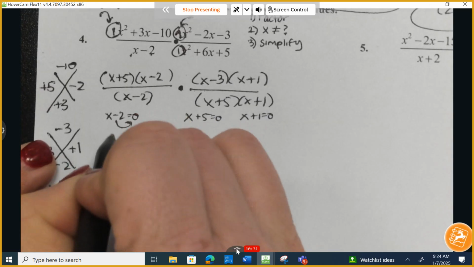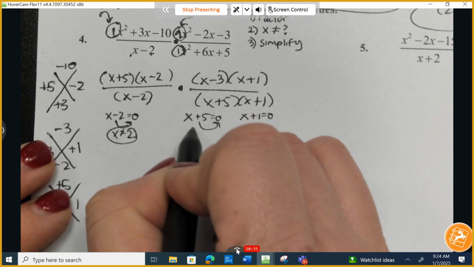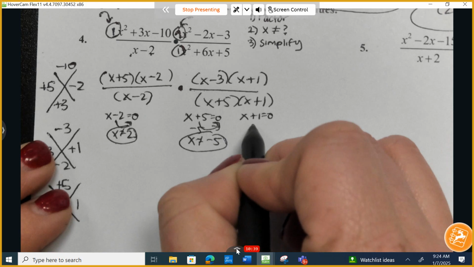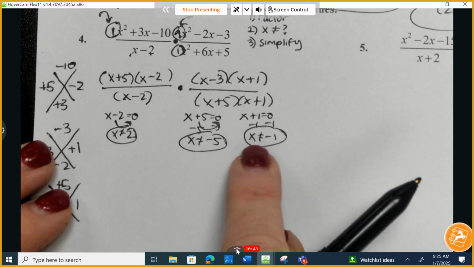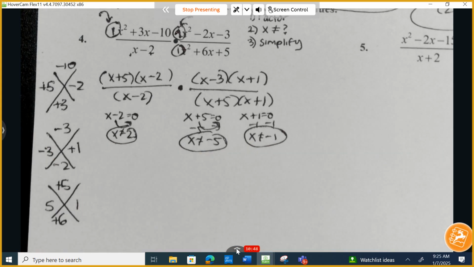So I'm going to add 2 to the opposite side. X cannot equal 2. I'm going to subtract 5 to the opposite side. X cannot equal negative 5. I'm going to subtract 1. X cannot equal negative 1. Notice the cannot. X cannot equal negative 1. It cannot equal negative 5. And it cannot equal 2.